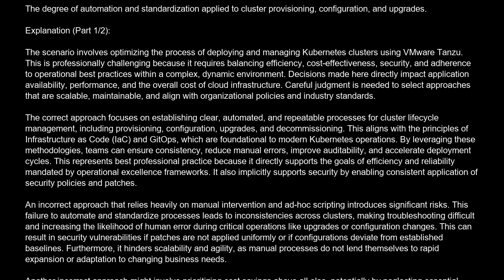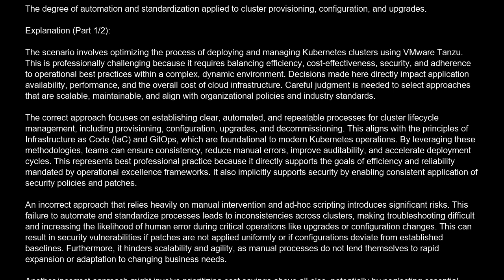This is professionally challenging because it requires balancing efficiency, cost-effectiveness, security, and adherence to operational best practices within a complex, dynamic environment. Decisions made here directly impact application availability, performance, and the overall cost of cloud infrastructure. Careful judgment is needed to select approaches that are scalable, maintainable, and align with organizational policies and industry standards.